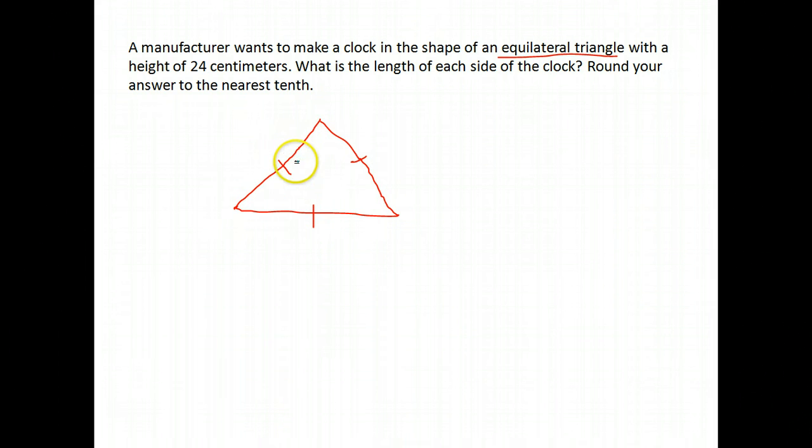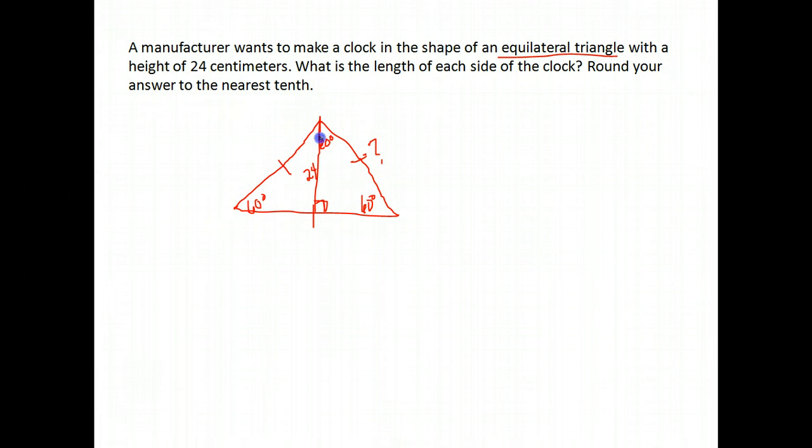What did that mean for our angles? Remember it meant all the angles were equal. And that made them each 60 degrees. Okay, they say the height of this triangle, which is the distance straight up from the middle, the height was 24 centimeters, and they want to find out what's the length of one side of this clock.